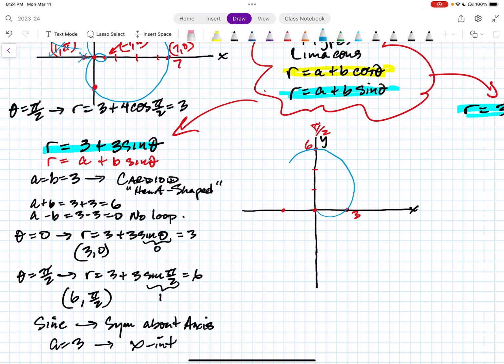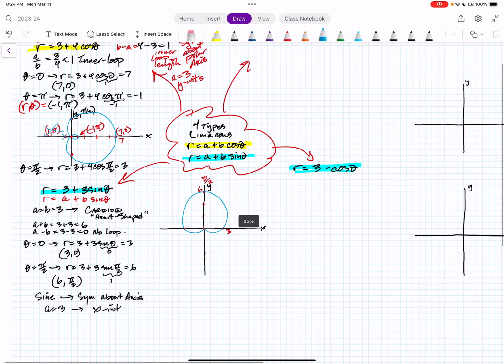Heart shaped. There we go. There's your cardioid heart shaped function.